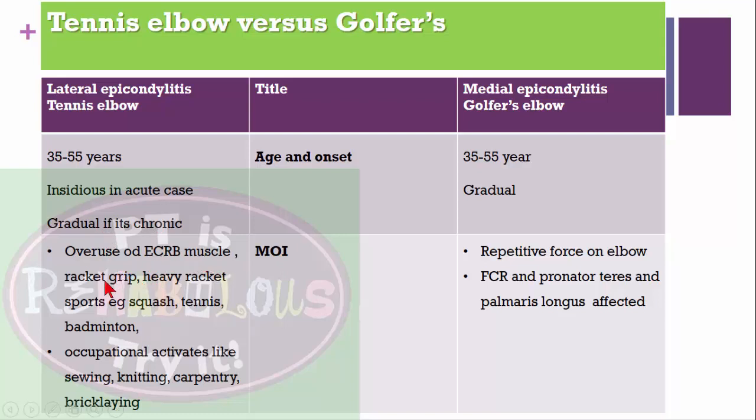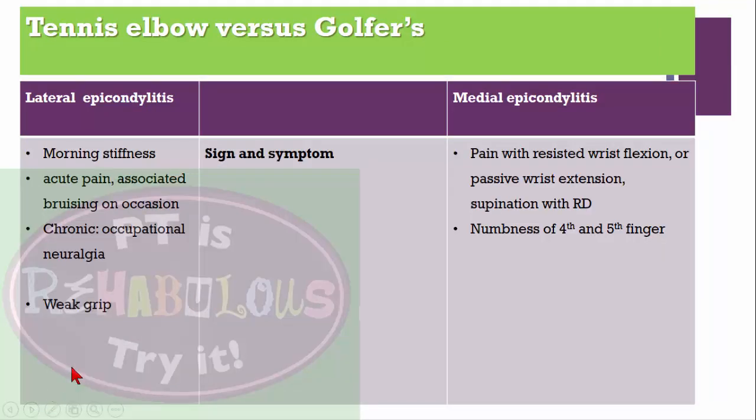It means if they are playing tennis, they use a racket. So if the grip is not proper, that may lead to tennis elbow. Heavy racket sports like squash, tennis, badminton, and occupational activities like sewing, knitting, carpentry, bricklaying, etc. lead to tennis elbow. Let's learn signs and symptoms.